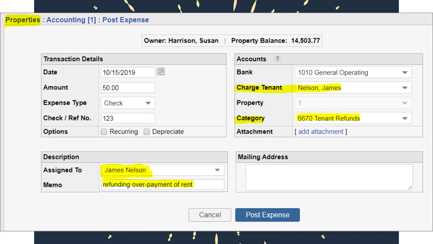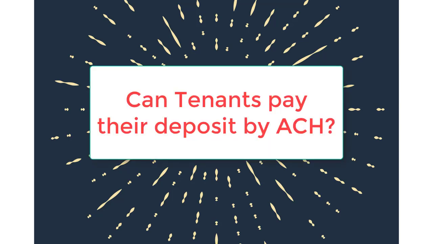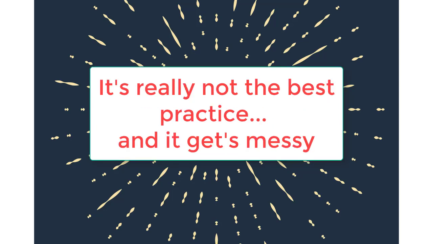A question we hear from time to time is, can tenants pay their security deposit payment electronically? And the short answer is maybe and no. Let me explain. All tenant electronic payments are classified by default to the category of rental income. And you don't want to have to record your deposit payment as rental income. But if you did, you could edit the transaction in the tenant ledger and adjust the income category to be security deposit to show this.